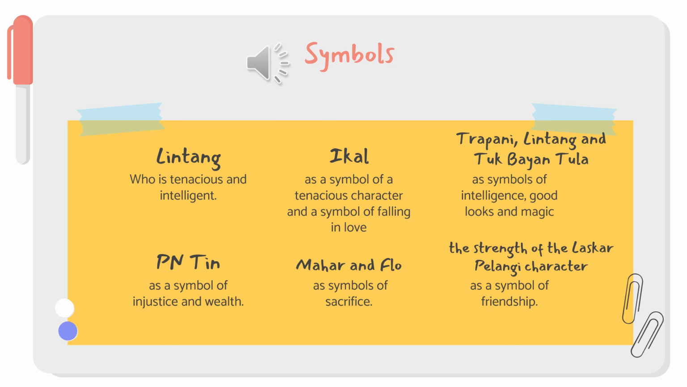The symbols in this film can be seen from the Laskar Pelangi characters, namely Lintang, who is tenacious and intelligent, Ikal as a symbol of a tenacious character and a symbol of falling in love, Trapani, Lintang, and Tuk Bayan Tula as the symbols of intelligence, good looks, and magic. Harun as a symbol of injustice and wealth. The strength of the Laskar Pelangi characters as a symbol of friendship, and Mahar and Flo as a symbol of sacrifice.